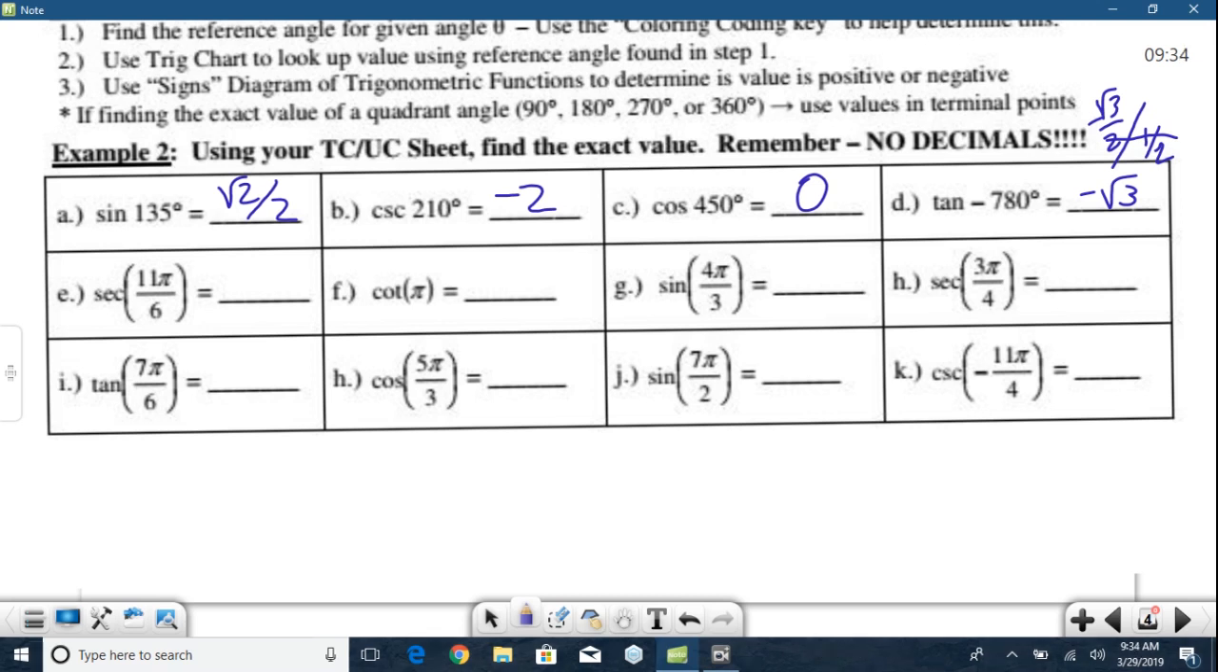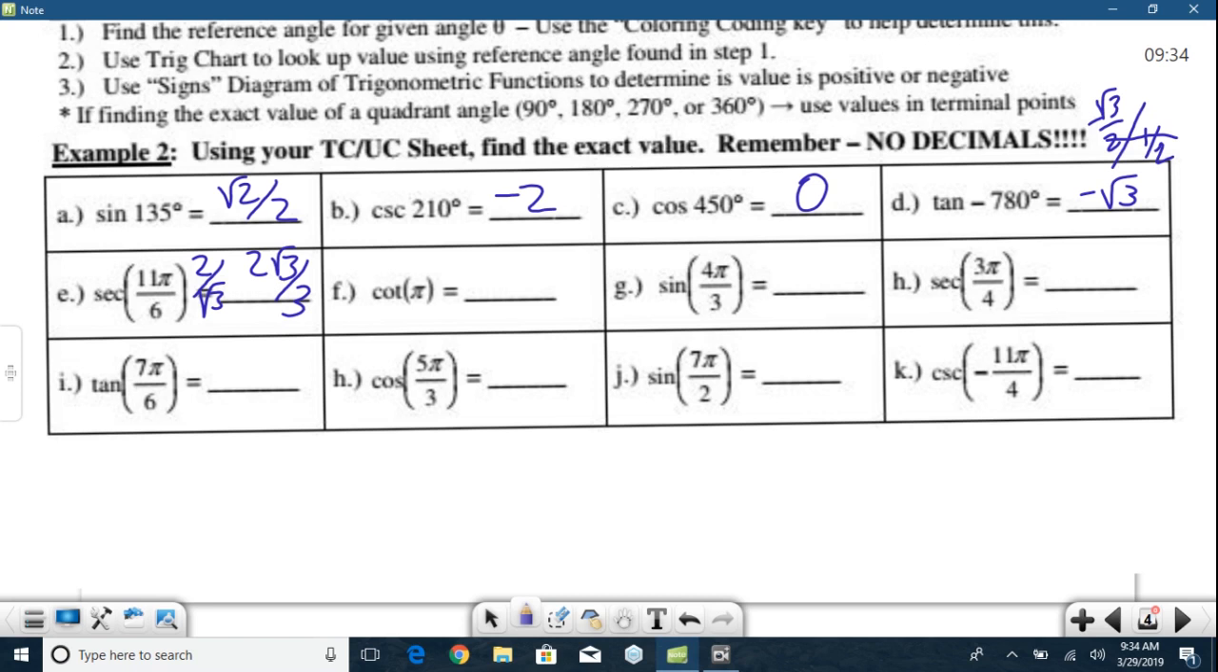Secant of 11 pi over 6. That's 330 degrees. What is your x coordinate there? Radical 3 over 2. So I need to flip that, because secant is the flip of cosine. So 2 radical 3 over 3. If you put a decimal answer for any of these, I'm already wrong.